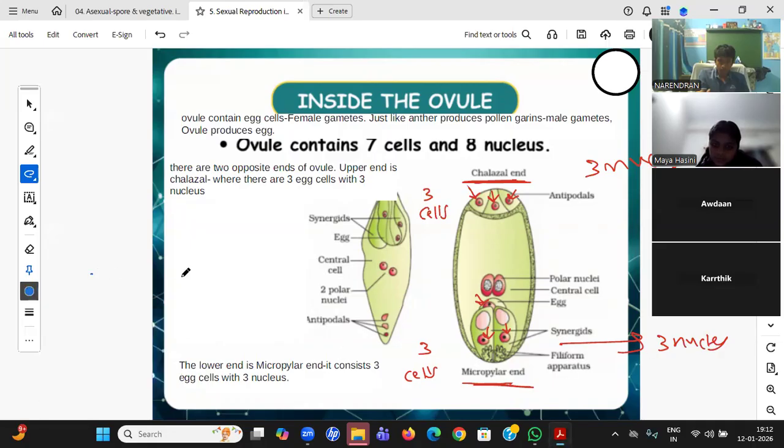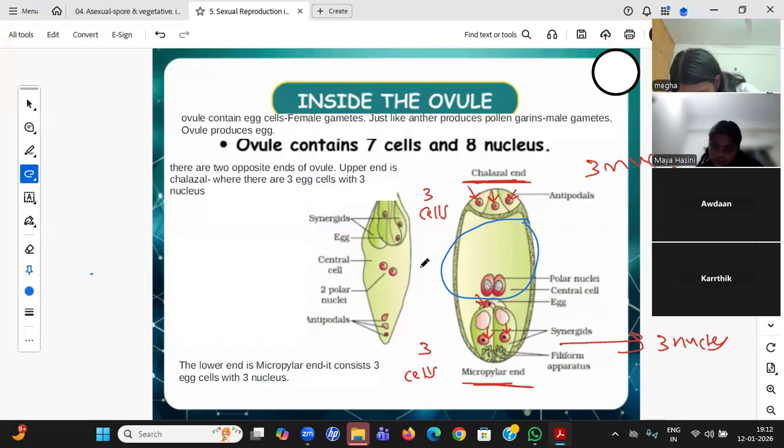Yes, but definitely, students, we have a central cell. You see, the central cell. The entire center portion is known as the central cell. We have one central cell in this. But please observe here, we have two polar nucleus, two nucleus.